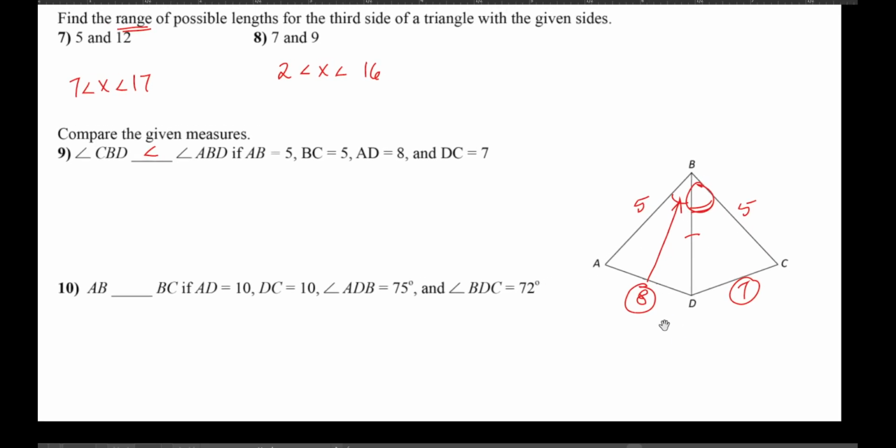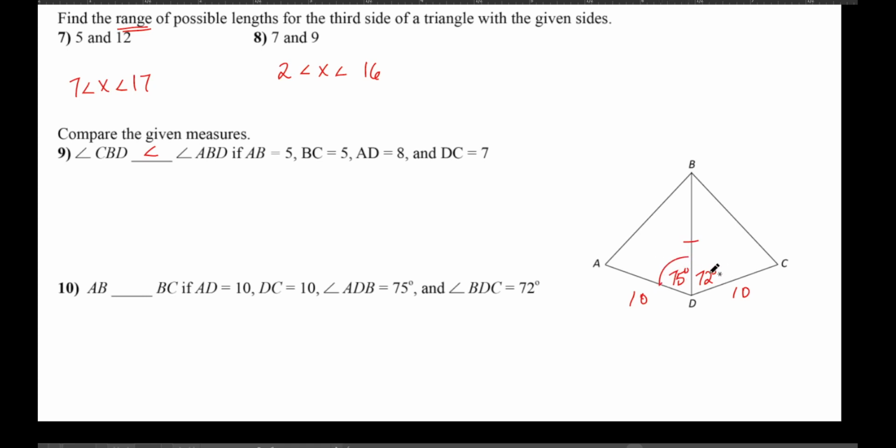All right, we got one more, and we got like 1 more minute, so perfect timing. Let's get rid of these right here. Okay, let's do this one. AD is 10. DC is 10. Angle ADB, that's this one right here. That's 75 degrees. And BDC, that's this one right here. That's 72 degrees. Make it degrees, okay? Now this is side angle side inequality because the angles are unequal.